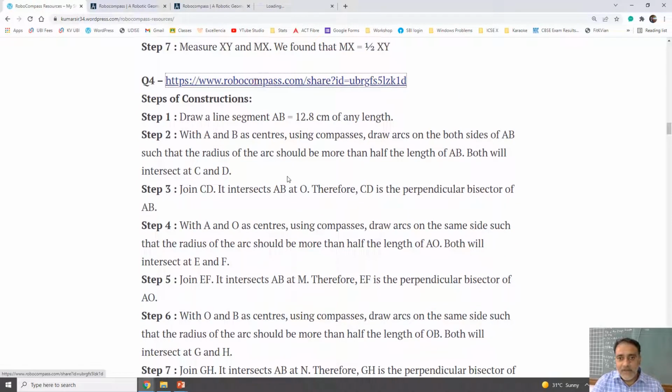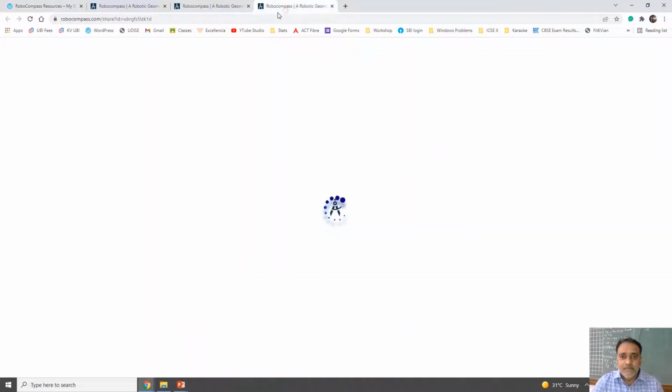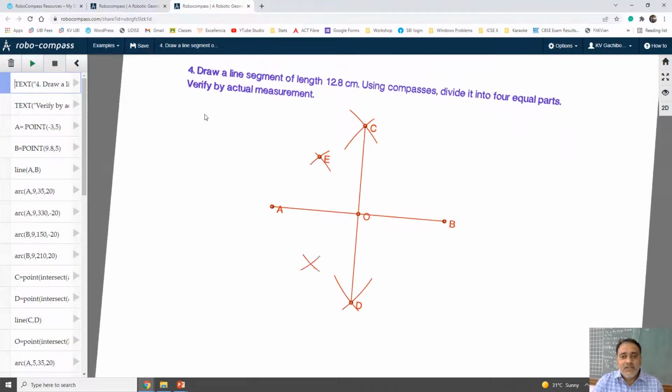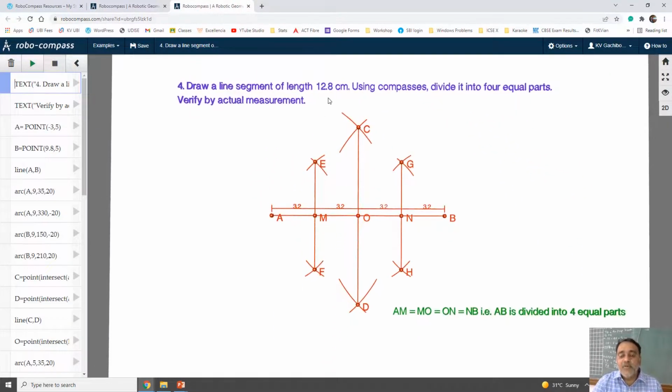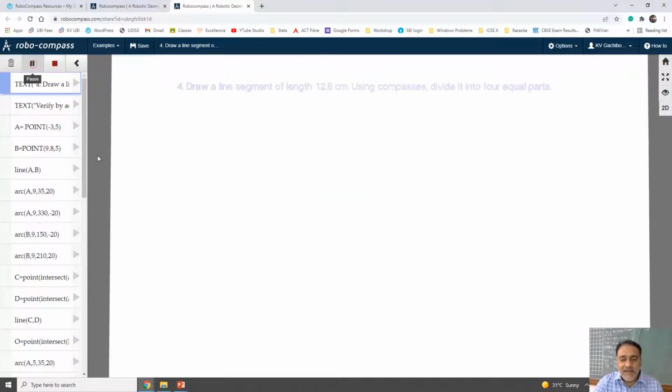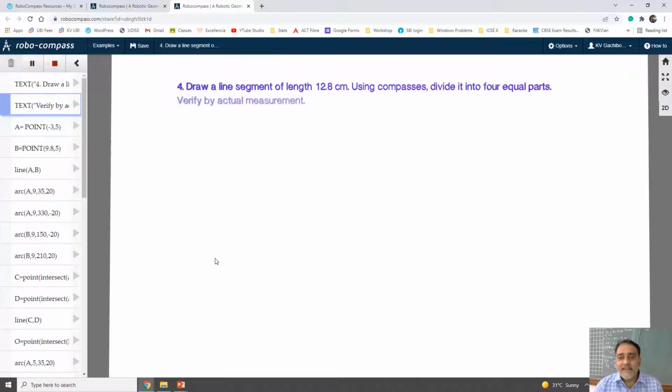ठीक है, ये थोड़ा बड़ा question है. Draw a line segment of length 12.8 centimeter using compasses. Divide it into 4 equal parts. तो हम लोग को इसको 4 equal parts में divide करना पड़ेगा. ठीक है, so let us start with the first one. First we will draw a line segment AB, ठीक है, of length 12.8 centimeter. We have to verify by actual measurement also.